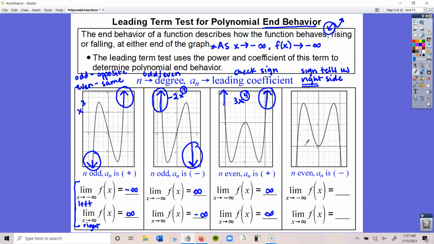And this last example here is for when the degree is even and your leading coefficient is negative. So let's say negative 5x to the 6. Again, the negative tells us that the right side is going down, and the even exponent tells us that the left side is going in the same direction. So the answer to both of these limit statements, since both of these ends are going down, would be negative infinity as well as negative infinity. So that's our end behavior. So now let's practice that.